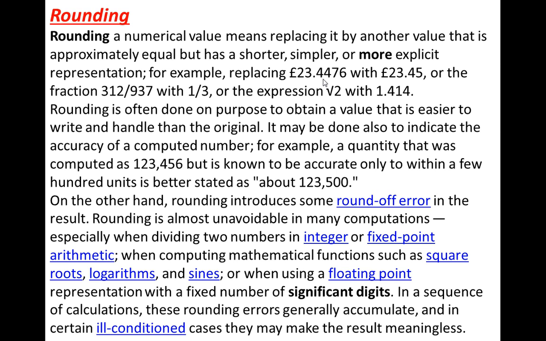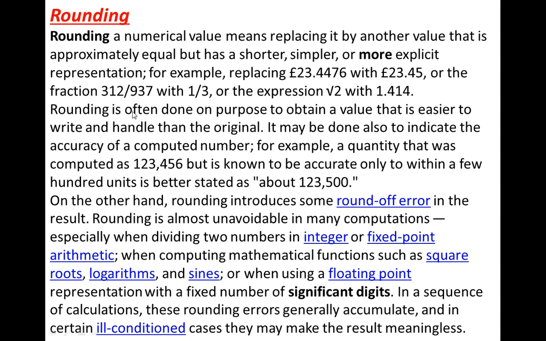If the next digit is greater than 5, it can be represented with the addition of 1. The same applies to a fraction like 312 upon 937, or 153, or the expression root 3 as 1.414. This is how we can round off the figure. These are the examples: this is a fraction example, and this is the expression example.